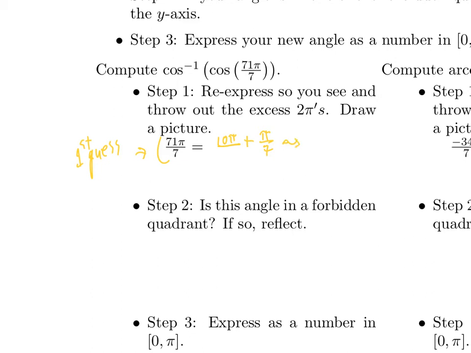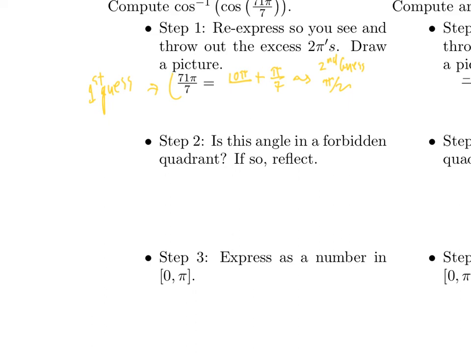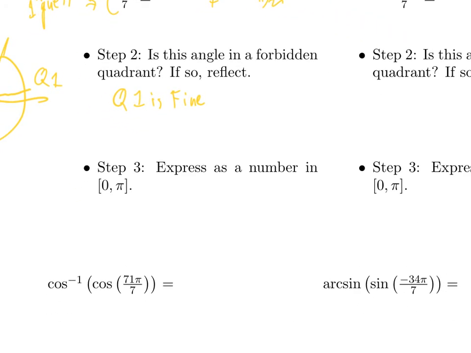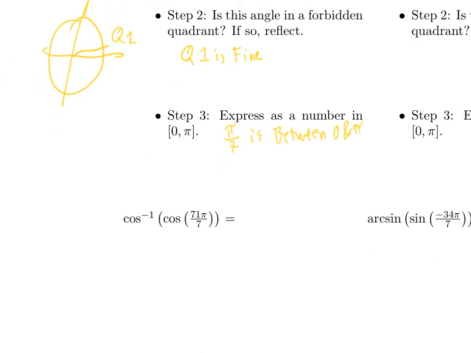And so that would give you a second guess of pi over 7. Is this angle in a forbidden quadrant? Well, let's draw a picture. An angle of pi over 7 puts us like there. That's in quadrant 1. We're fine. Quadrant 1 is fine. So our current guess is pi over 7. Is that between 0 and pi? It is, right? It's positive and it's really, really small. Really, really small is an overstatement, but it's definitely less than pi. So that means the inverse cosine of the cosine of 71 pi over 7 is pi over 7.